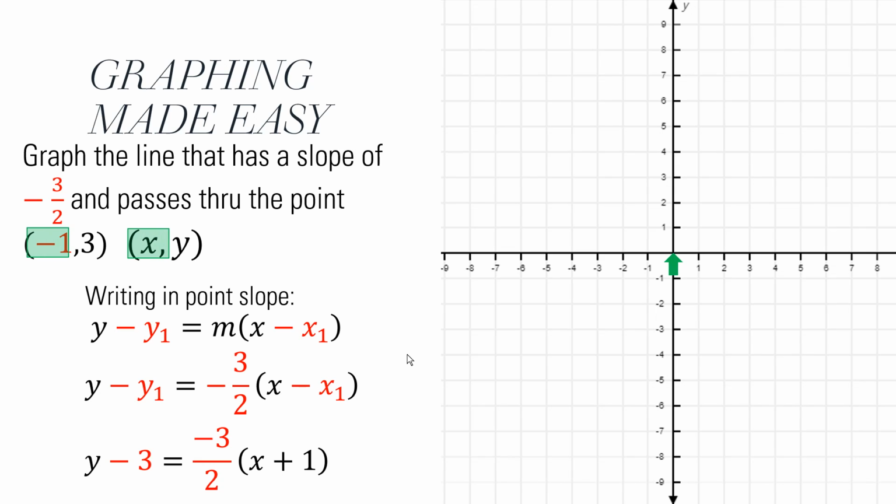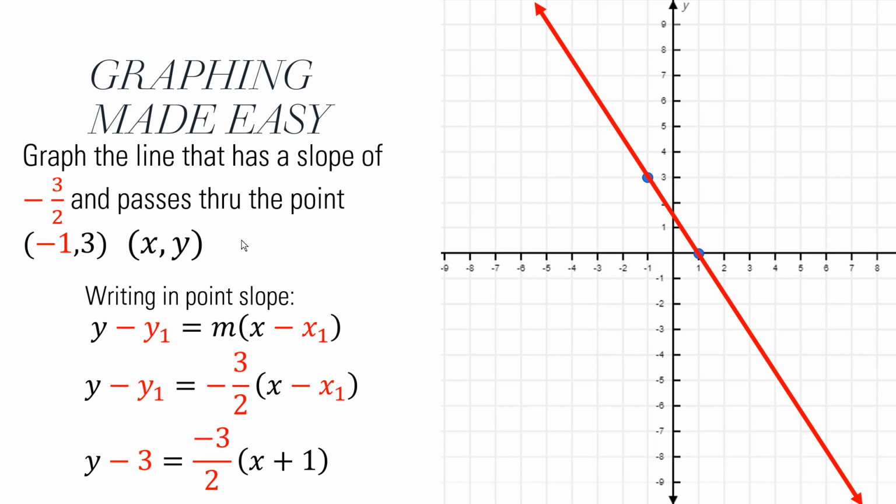Let's look at -1 on x. We're going to find -1 on x by sliding over slightly. Now we're going to find 3 on y, so we slide up to 3. Where they intersect is where we draw our point. Remember, rise over run, so we're going to drop by 3, then increase by 2, and draw that line.